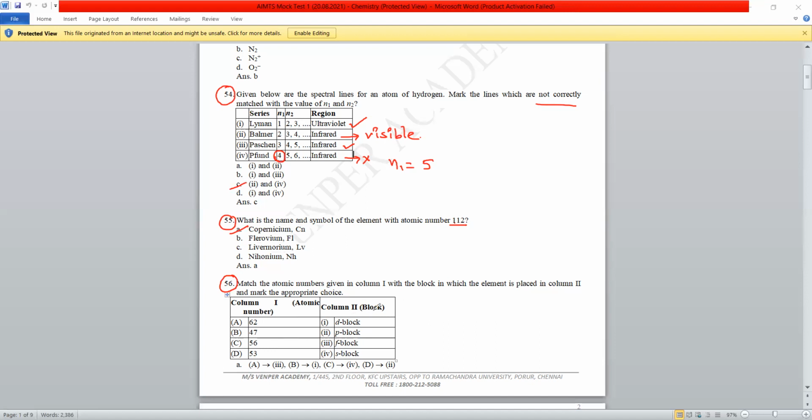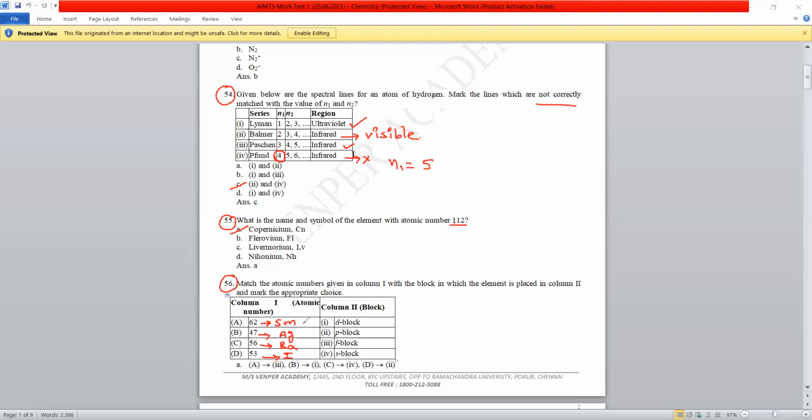In column 1 they have given atomic numbers, and in column 2 they are asking which block the element belongs to: either the s block, the p block, or the d block. As we know, atomic number 62 is samarium, a lanthanide element. 47 is silver, 56 is barium, and 53 is iodine. So we need to identify which block each belongs to.